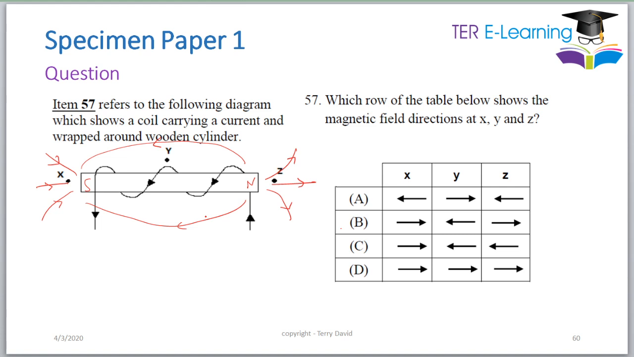So basically you're drawing the field lines for a magnet essentially, or a solenoid, and the one that is going to give us that will be B, right? Look at the directions here. So X is going to correspond to this direction, Z is going to correspond to this direction, and at Y you're going to get this, right?